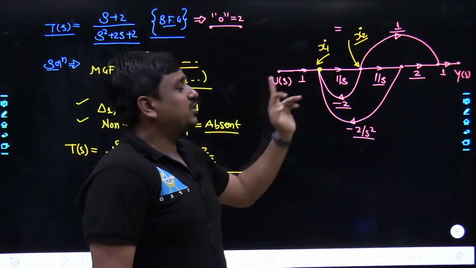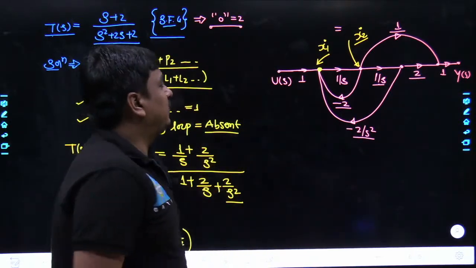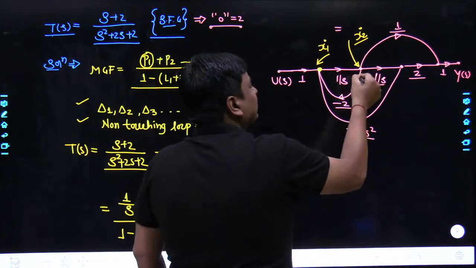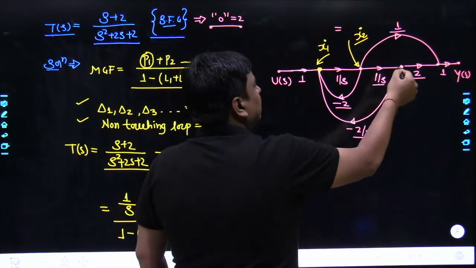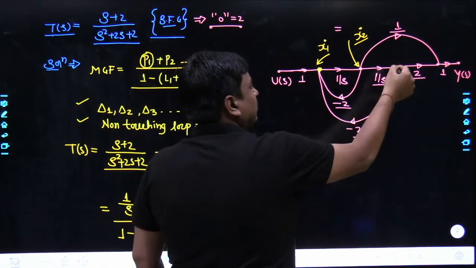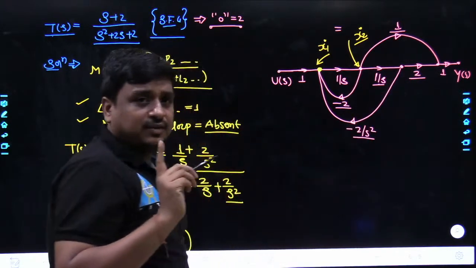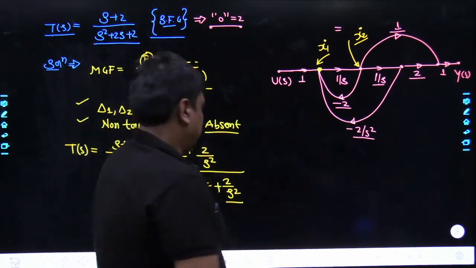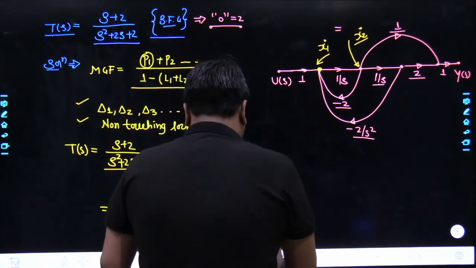The first input is coming from the u of s itself. The second input is coming from x2 dot itself. The third input is coming from this node itself. Anyways, you can see, just a minute.